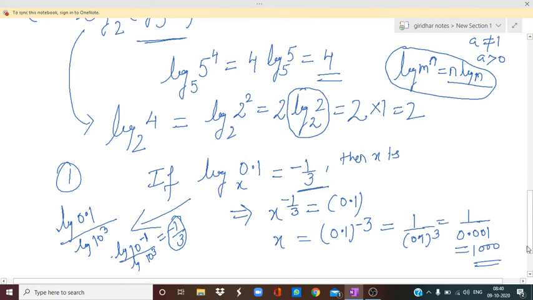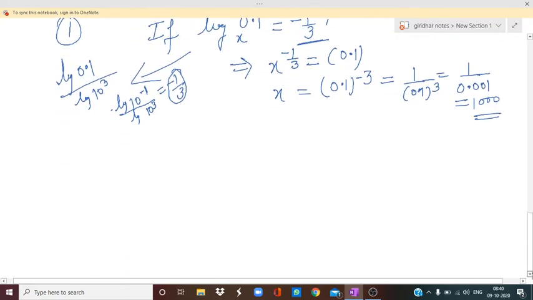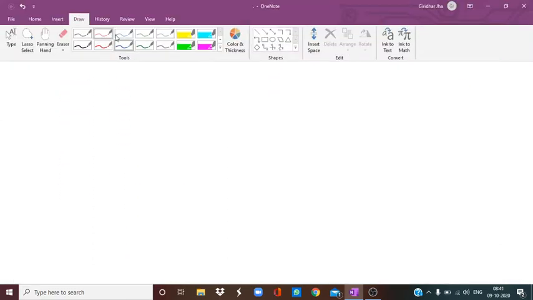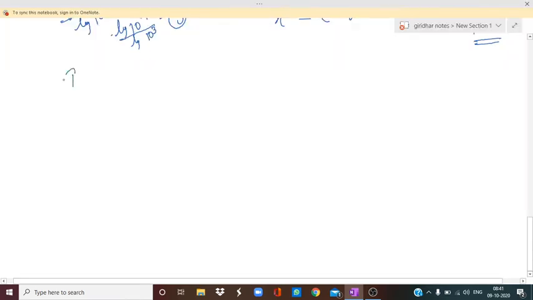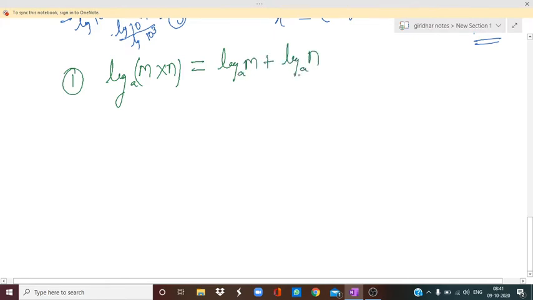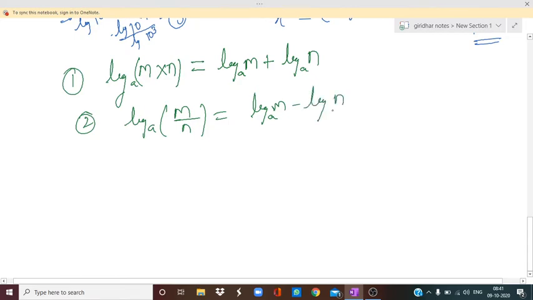Correct? So with this definition only will suffice these type of problems. Then we have properties of log. Those we have already discussed: log of m into n with the same base becomes log m plus log n. Base will be the same everywhere. Second is log of m upon n. This is log m minus log n.